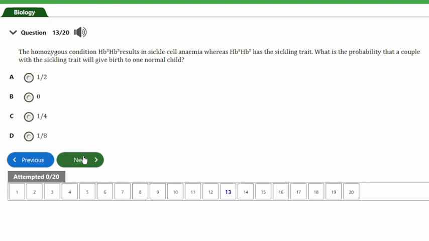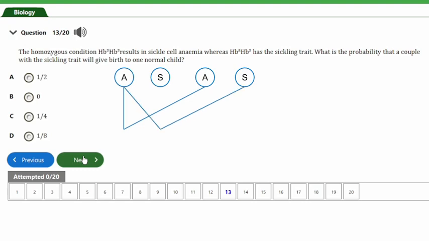So guys, if we need to solve this out, let's go AS and then AS. So the first A crosses with the first A, and that's AA, and then we have the first A crossing with the second S, and that's AS. We have the second S crossing with the first A, and that's AS. We have the second S crossing with the second S, and that's SS. So guys, we've seen it. Out of 4, only one is AA, which is a normal child.